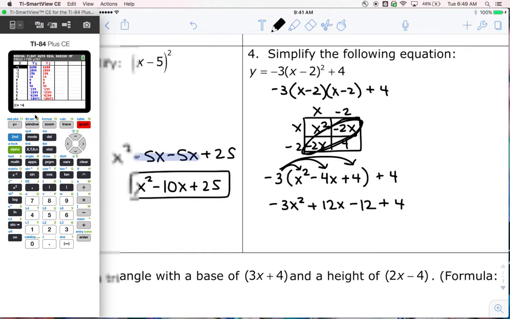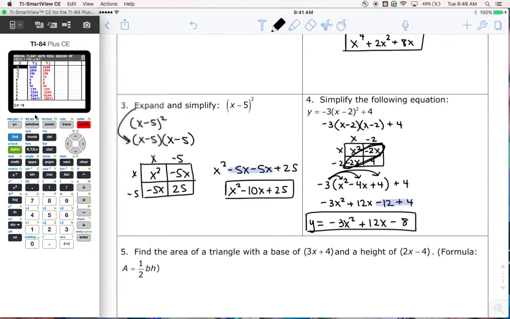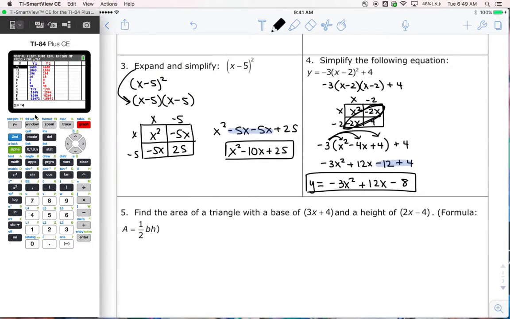Okay, we're almost finished. We just need to combine our like terms, which are these two at the end, negative 12 plus 4. So my final answer is going to be y equals negative 3x squared plus 12x, and negative 12 plus 4 is negative 8. So that's my final simplified equation. This is standard form. I was given vertex form, right? But they should be equivalent. Oh, one more time. Y'all put this in y equals, make sure those tables match. It's a really easy way to check.